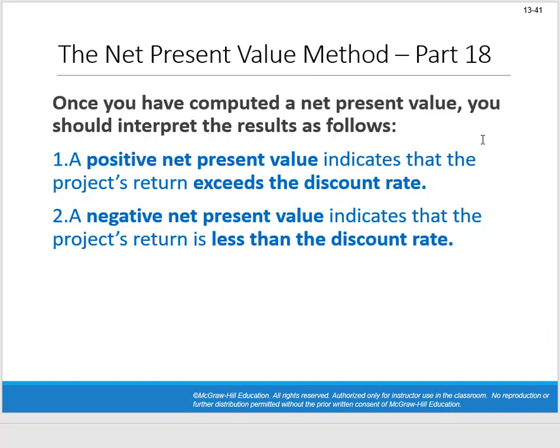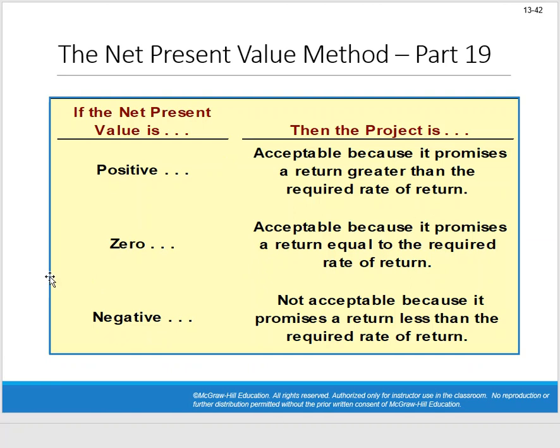So as we talked about before, when we interpret net present value, a positive NPV indicates that the project's return exceeds the discount rate. A negative NPV indicates that the project's return is less than the discount rate. And what they're not saying in there is an NPV of 0, this table shows it better. If it's 0, it's still acceptable because it promises a return equal to the required rate of return. So 0 is still perfectly okay because it meets that required rate of return. It doesn't mean that the project isn't going to make any money. It means that it satisfies that rate of return.